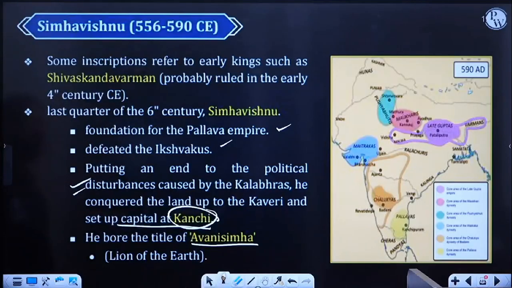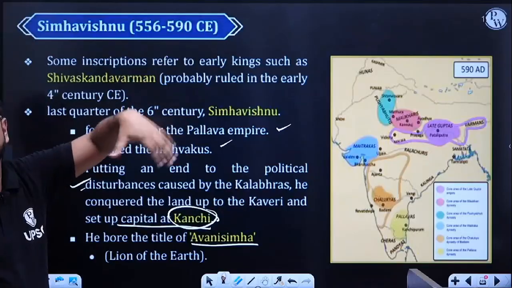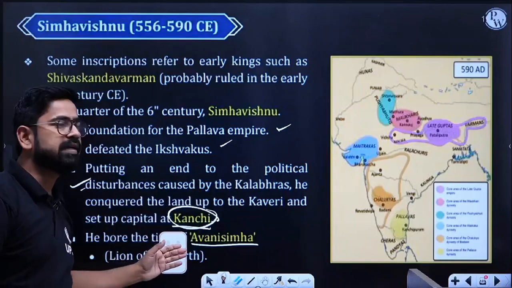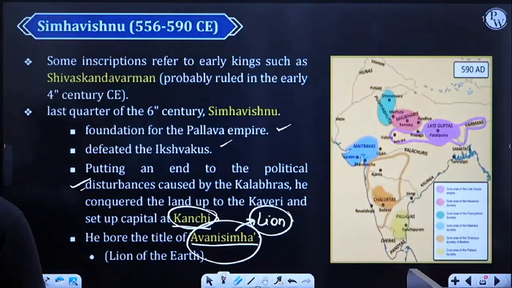Do we need a timeline over here? I think now you can associate this with the Chalukyas. So this is before 600. Before 600, the founder is basically establishing the empire, defeating everyone nearby, defeating your Kalabharas, defeating your Ishwakus, and then creating this small kingdom of Pallavas, taking the title of Avani Simha, lion. So you see that there is a love towards lion. They love lion. Some affinity towards lion, from here itself.